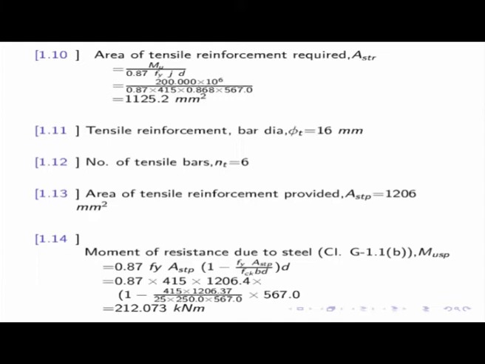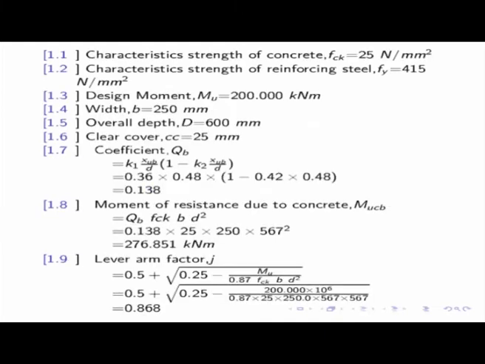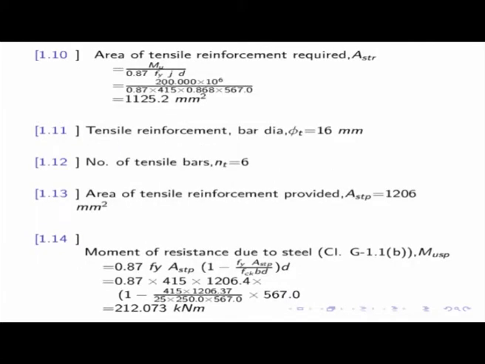That means your applied moment is 200 kilonewton meter, and if you see the concrete, that concrete can resist up to 276 kilonewton meter, and steel can resist 212 kilonewton meter. So what does it mean? The steel will fail first. That means if you keep on applying load, if it goes beyond 200 kilonewton meter, so if you go to 212, then first steel will fail, because concrete has the higher strength of 276.